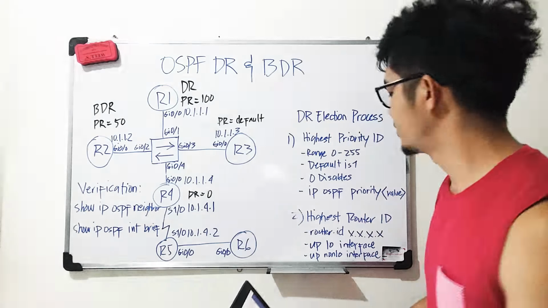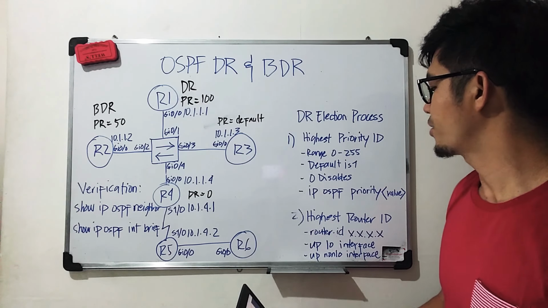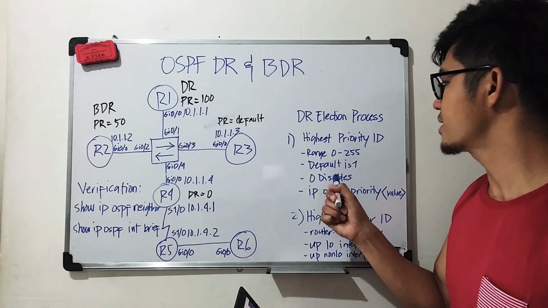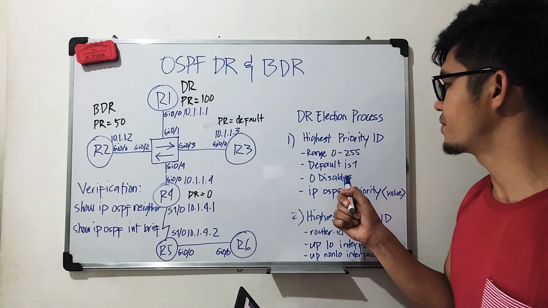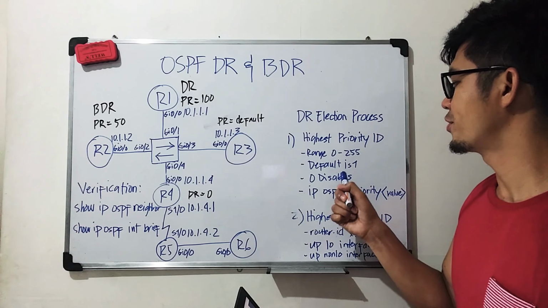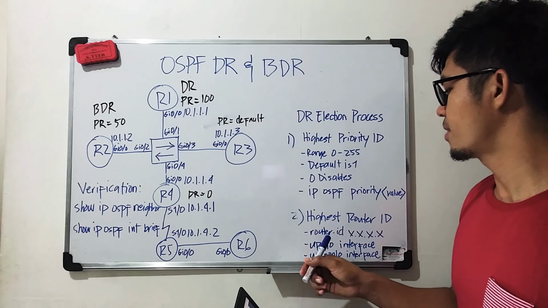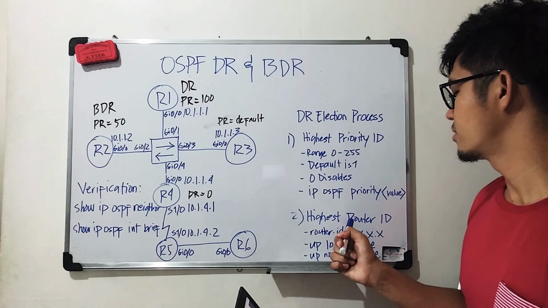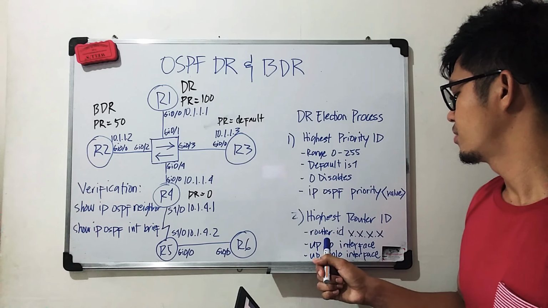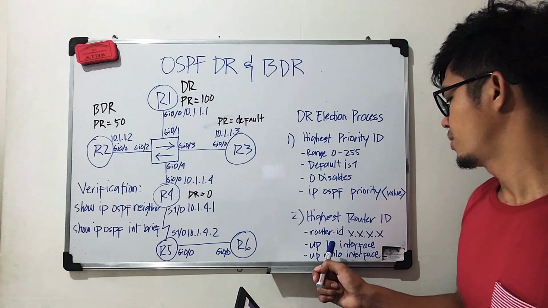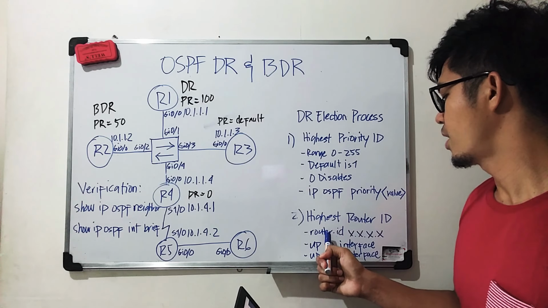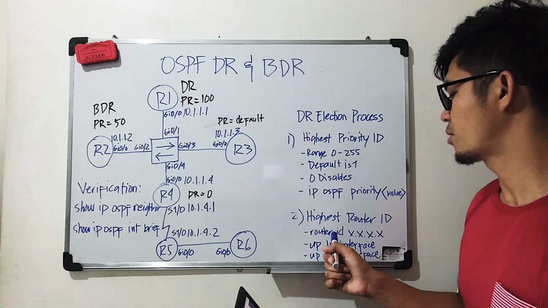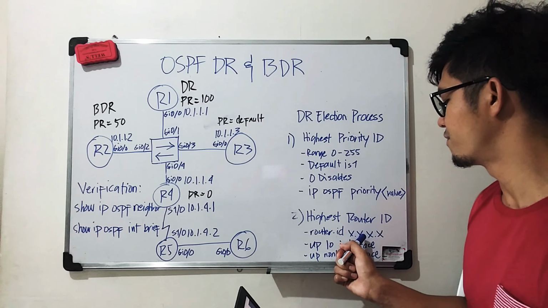And the second criterion is highest router ID. If the priority is set to default, which, like I said earlier, is 1, then the election process will be based on the highest router ID. This is how you will specify your router ID: under the OSPF router subcommand, router-id and then the value.